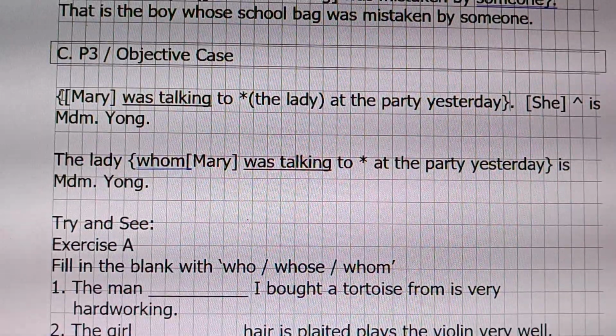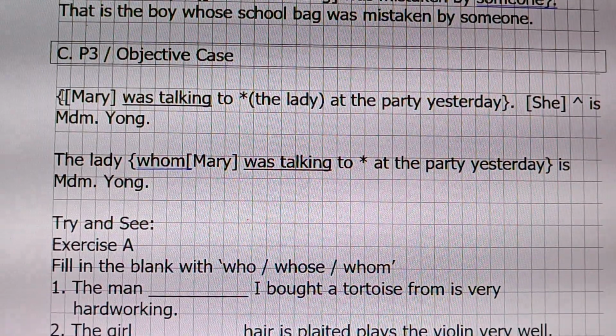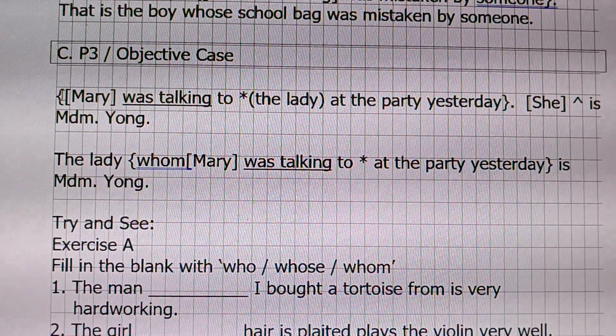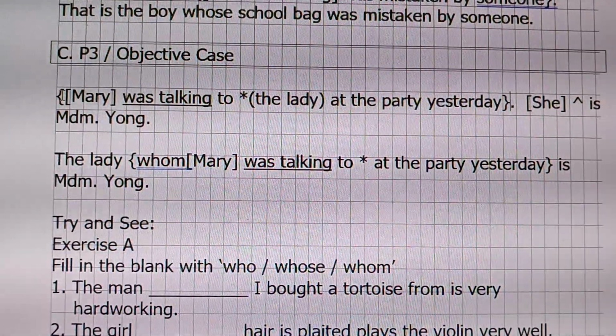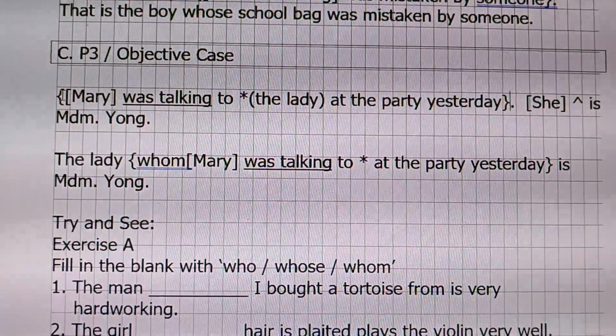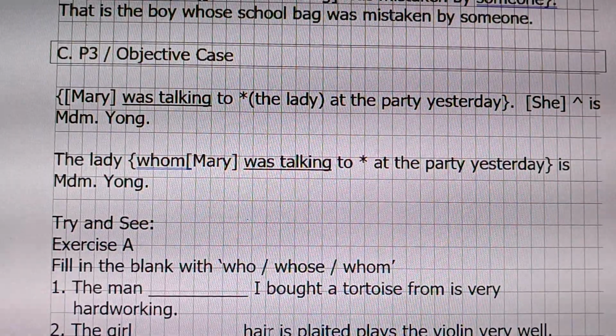She means the lady, right? So the lady whom Mary was talking to at the party yesterday is Miss Young. So the whole clause is to place right after she. She you change into the lady. You don't mention the lady again. All right? That's why whom is used in place of the lady. Okay, so try and see.